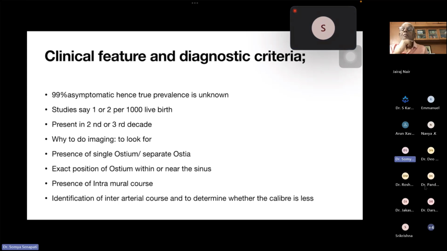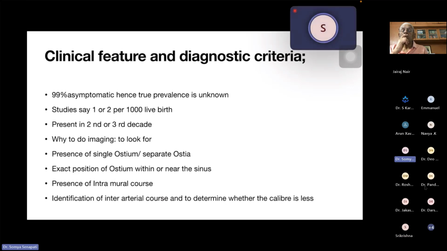How do they present and how do we diagnose? 99% are asymptomatic, so their true prevalence is not known properly. But studies say they have 1 or 2 incidents per 1,000 live births. Mostly they present in their second or third decade.